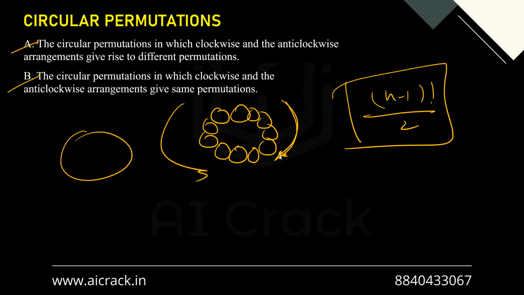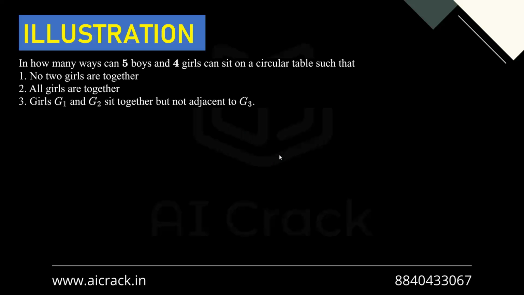That's why (n minus 1) factorial by 2. Now let's look at certain examples. In how many ways can 5 boys and 4 girls sit on a circular table such that no 2 girls are together, or all girls are together, or girls G1 and G2 sit together, but not adjacent to G3?